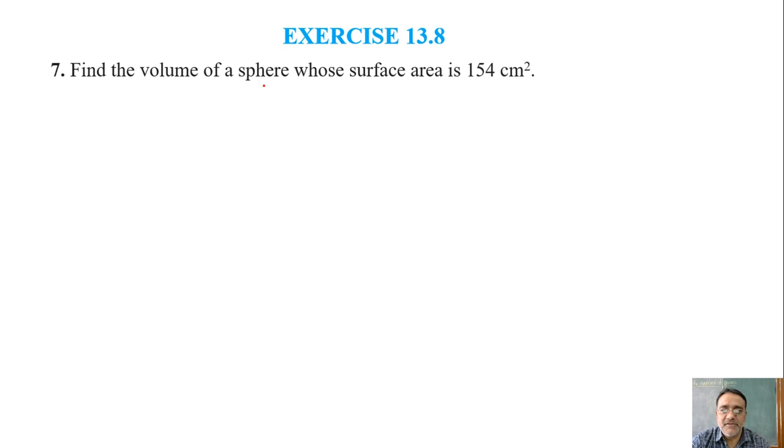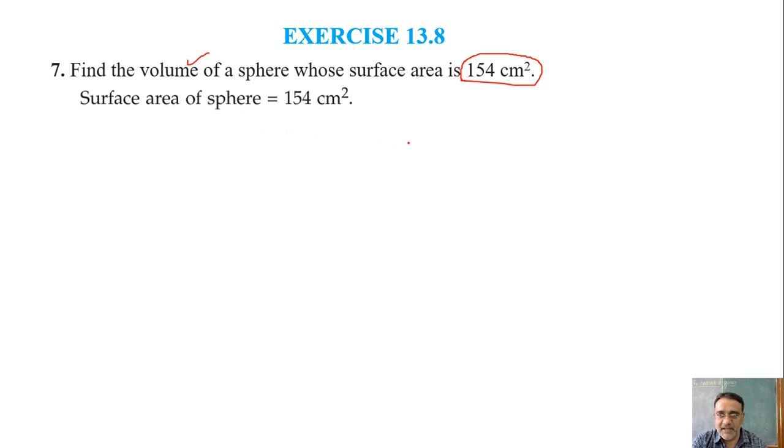Find the volume of sphere whose surface area is 154 centimeter square. So for volume we need radius. So we will find radius with the help of surface area. What is the formula for surface area? 4 pi r square. Right, very good. So we'll equate 4 pi r square with 154. Let the radius of the sphere be r. Therefore 4 pi r square is equal to 154.